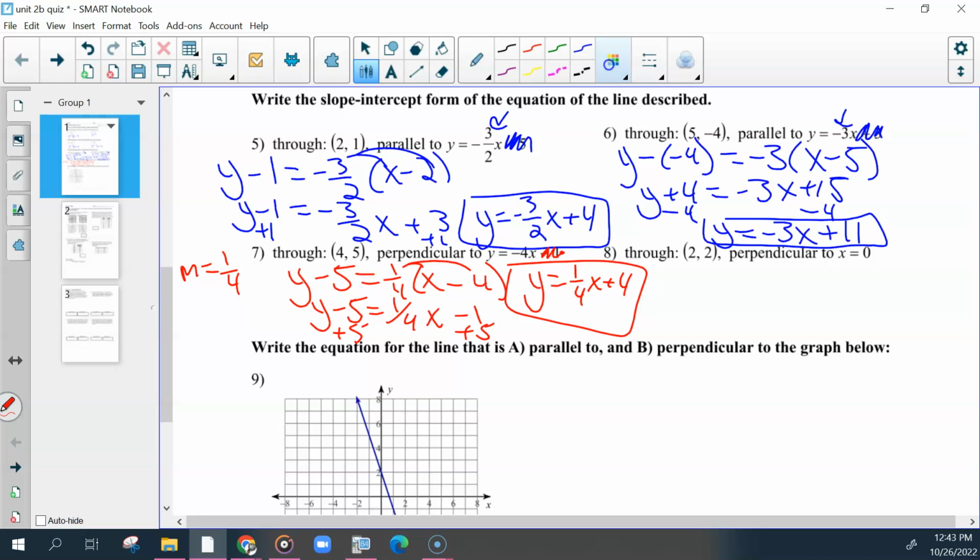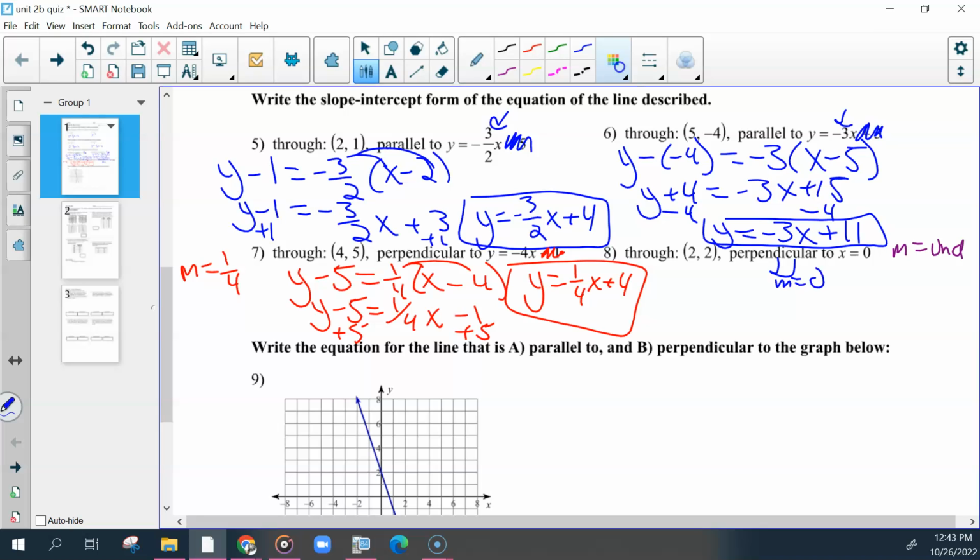Number 8 can be done with work or without work. So if this is perpendicular, you have to know what this slope is, which is undefined. You also have to know what the opposite slope would be, which is 0.